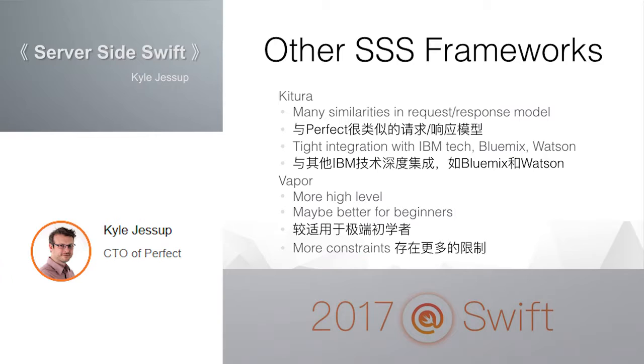For Perfect, we try to approach it in a very performant and scalable way. Vapor's approach is to make it more friendly, I think is a good way to put it. As such, there are more constraints, whereas with Perfect, the way I see it, there's a lot of freedom, and of course with freedom you can hang yourself, so hopefully be careful out there.